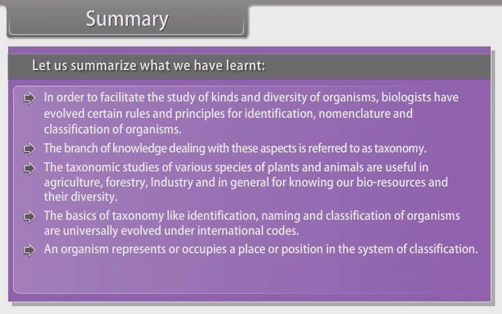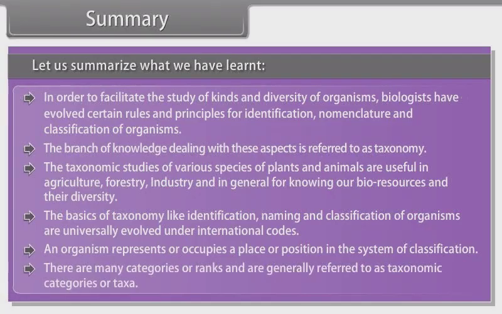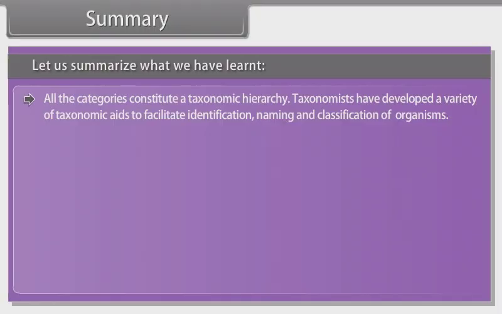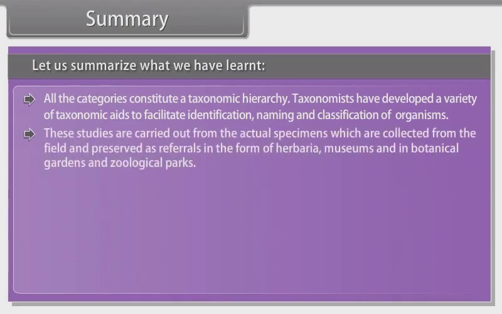An organism represents or occupies a place or position in the system of classification. There are many categories or ranks, generally referred to as taxonomic categories or taxa. All the categories constitute a taxonomic hierarchy. Taxonomists have developed a variety of taxonomic aids to facilitate identification, naming, and classification of organisms. These studies are carried out from the actual specimens which are collected from the field and preserved as referrals in the form of herbaria, museums, and in botanical gardens and zoological parks.